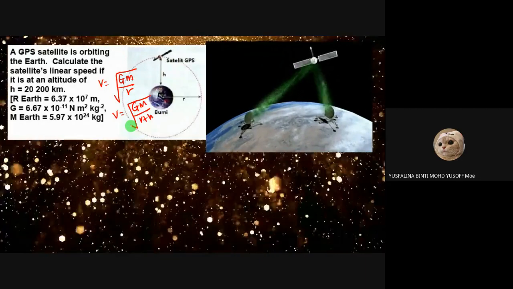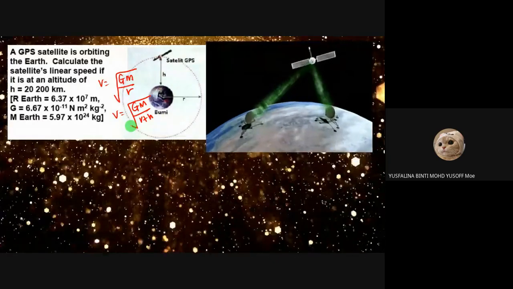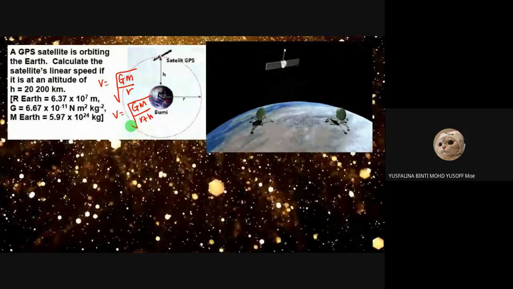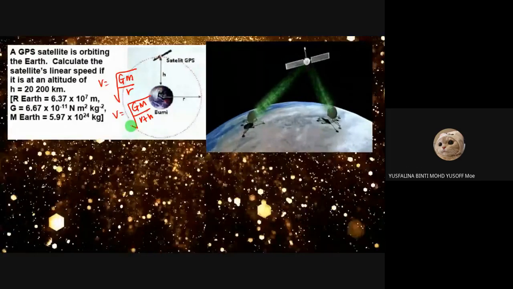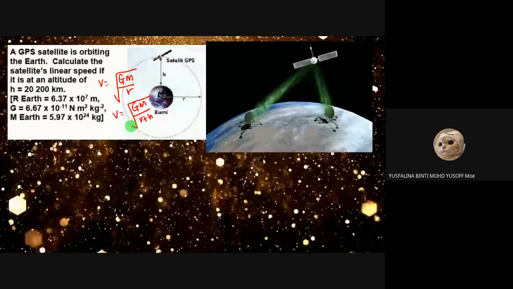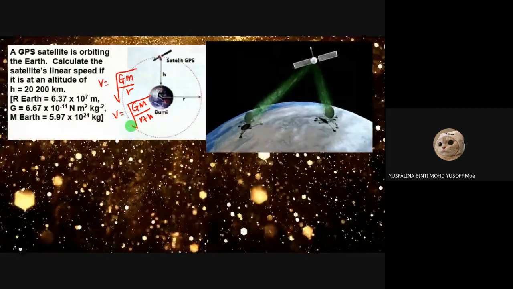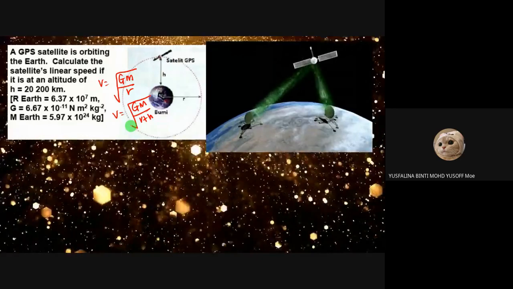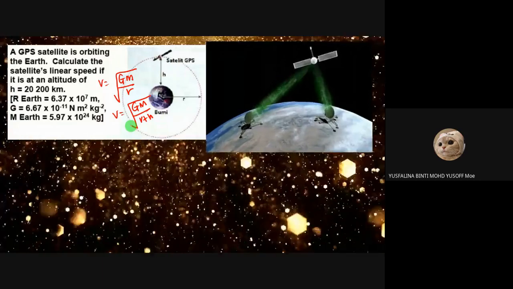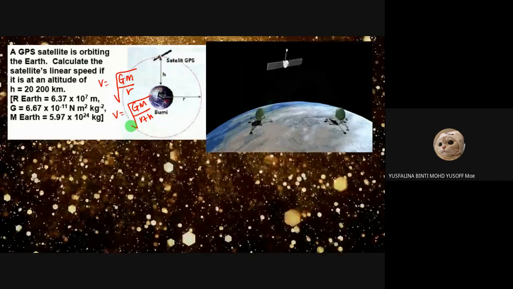Okay, so 2178.56. Okay, thank you, Sylvan. So that's your answer. Anyone got another answer from 2178.56 meter per second? If the answer is correct, it means the linear speed of the satellite moving around the Earth will be 2178.56. So let's check whether your answer is correct or not.